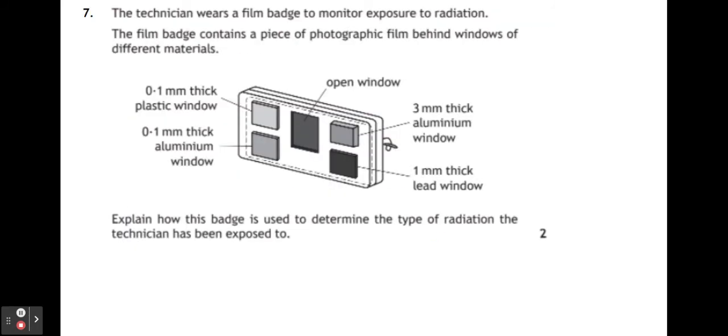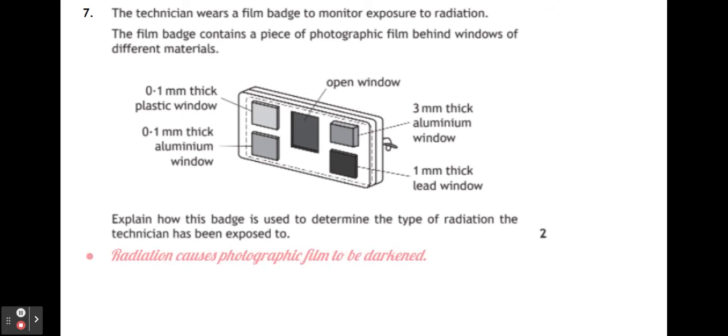Question number 7. A technician wears a film badge to monitor exposure to radiation. The film badge contains a piece of photographic film behind windows of different materials. And here we can see a diagram of the film badge, and you can see that there are various windows made out of plastic, aluminium of different thicknesses, and lead. And there is also an open window which is exposed. Explain how this badge is used to determine the type of radiation the technician has been exposed to.